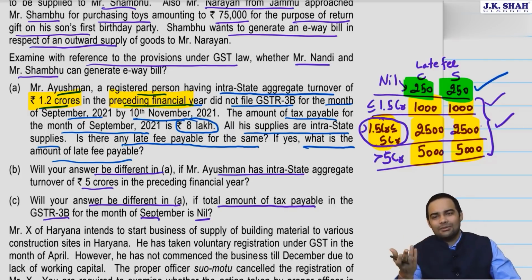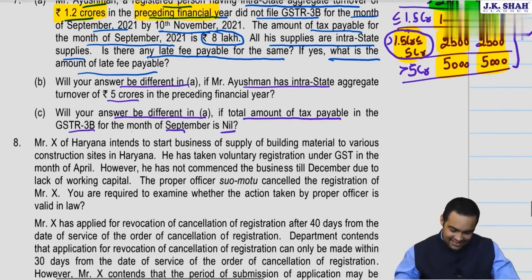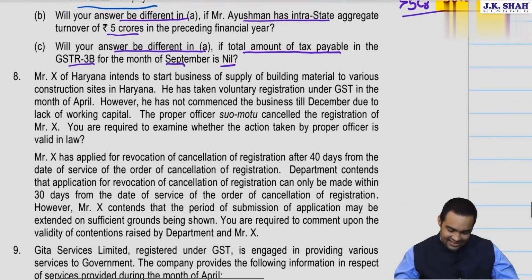This is the recent amendment, and for this, Institute has given a RTP question as well. Clear? Simple? Great. Okay. Let's see the next one.